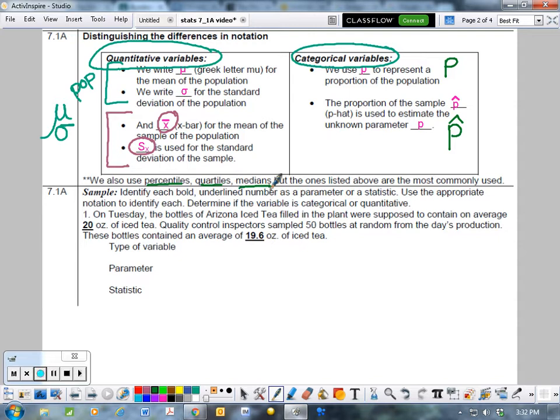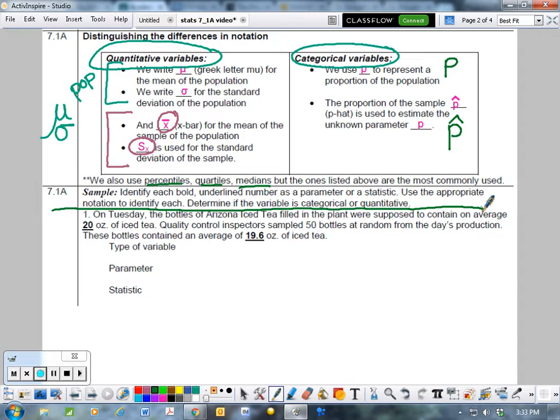So our sample problem: identify each bold underlined number as a parameter or statistic. Use the appropriate notation to identify each and determine if the variable is categorical or quantitative. Our first problem: on Tuesday, the bottles of Arizona iced tea filled in the plant were supposed to contain on average 20 ounces of iced tea. Quality control inspectors sampled 50 bottles at random from the day's production. These bottles contained an average of 19.6 ounces of iced tea. So is this a numerical quantitative variable, or is it a categorical variable?